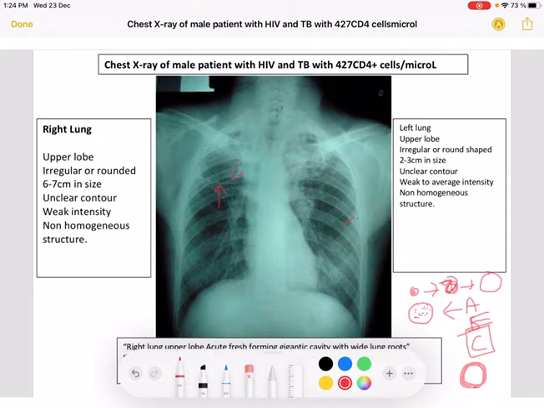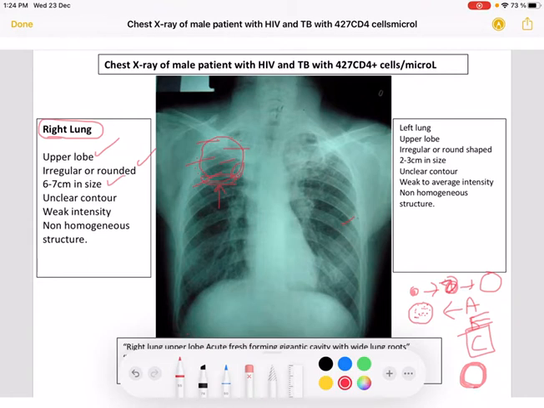The wall here is thick and the wall here is thin. So let's go through the nine radiological factors. On the right side of the lung, we see that the location is the upper lobe of the right lung. The shape is irregular to round, we can see. The size includes 3 ribs, 2 intercostal spaces, approximately 6 to 7 or 8 centimeters.